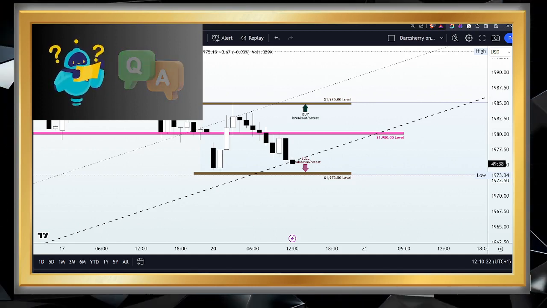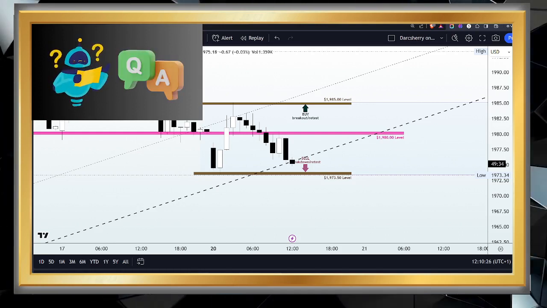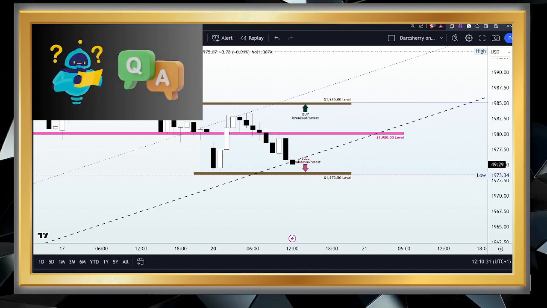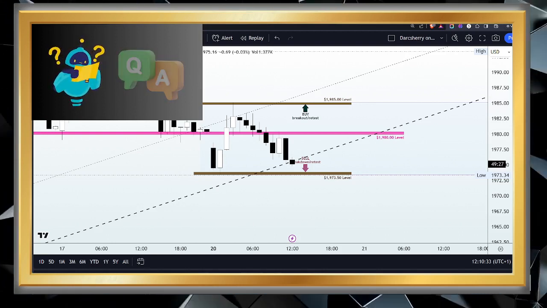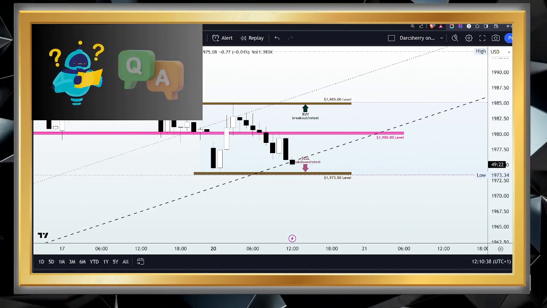Patricia says, if it breaks down, is it a sell? Yes, if it breaks down, we are looking for sell opportunities below that structure breakdown. And if you are not someone who takes an outright breakdown, you can wait for a retest of structure for confirmation to join. That is all fine as well.